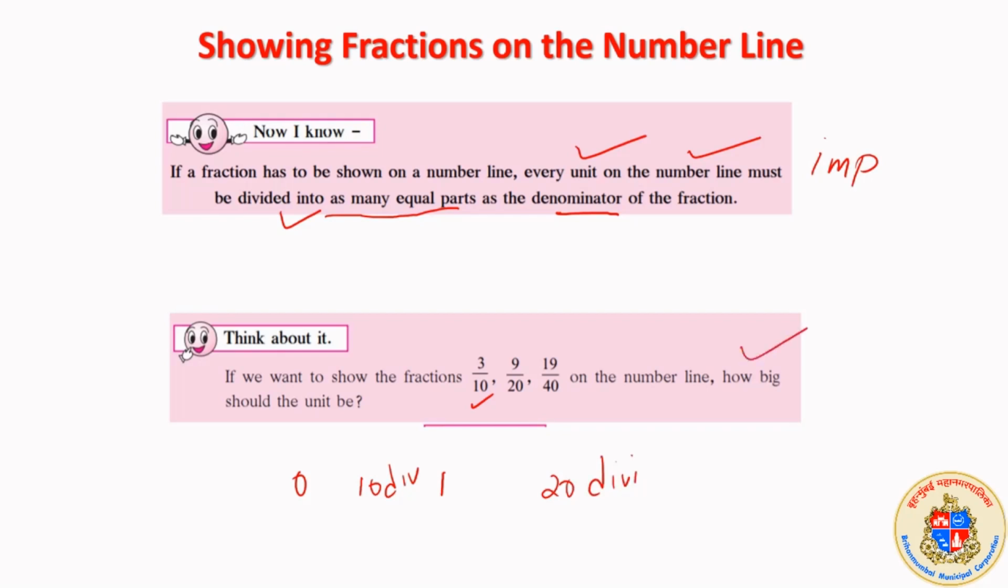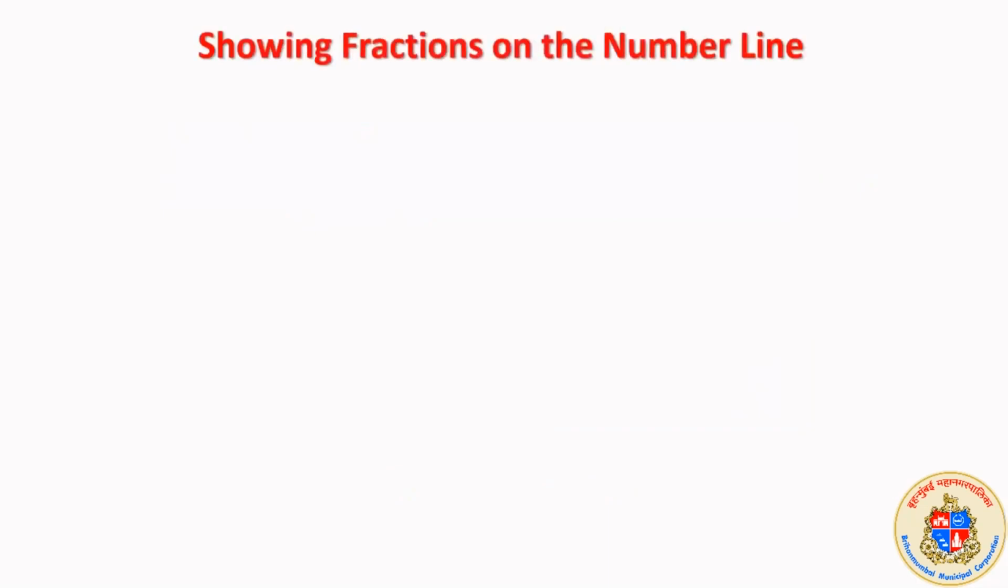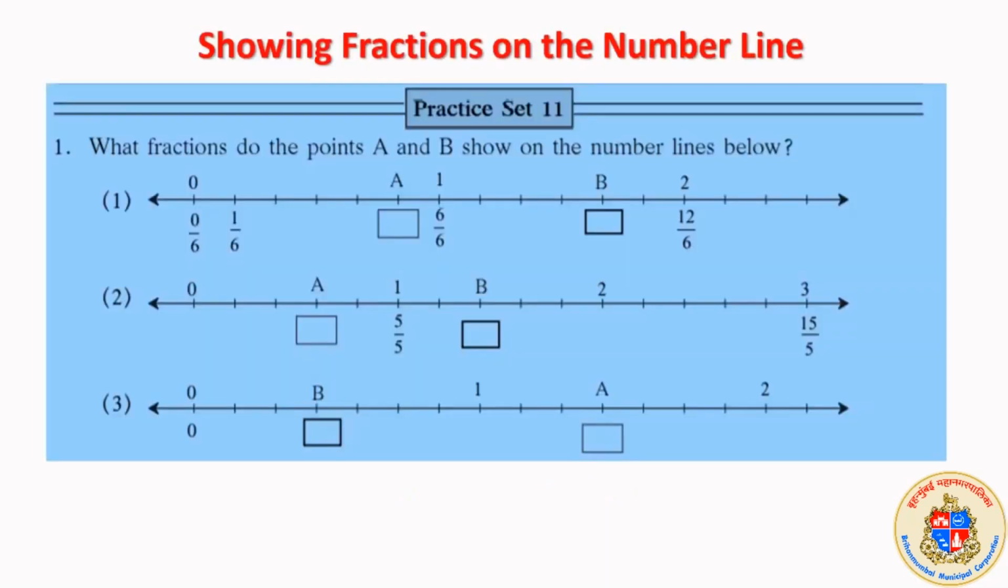So how big would it be? If you have to make divisions visible, it will be quite a big number line. That is why it is something interesting written in the textbook. Showing fraction on the number line, we are continuing. Here is a practice section, very simple. Yes, it is showing 6 over here. We are sure that there are 6 divisions here, and this is 6 upon 6, which is equal to 1.